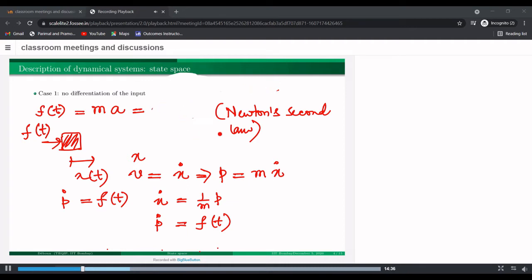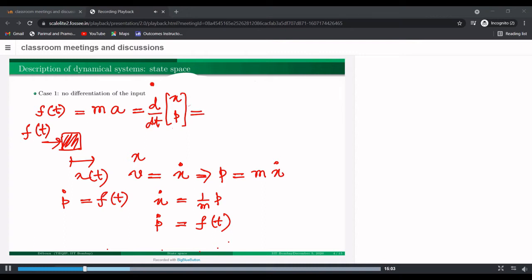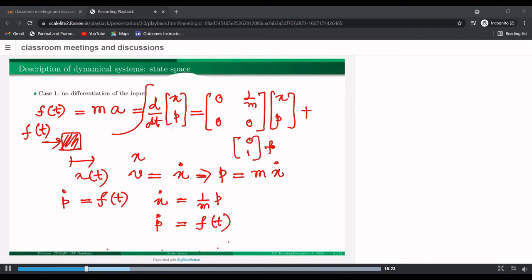Is that all right? We can write these two equations together in this form. These two equations we can combine and write like x, p and its derivative is then equal to the matrix 0, 1 upon m, 0, 0 times x, p, plus 0, 1 times f of t. So this is the phase variable description of the system, right?